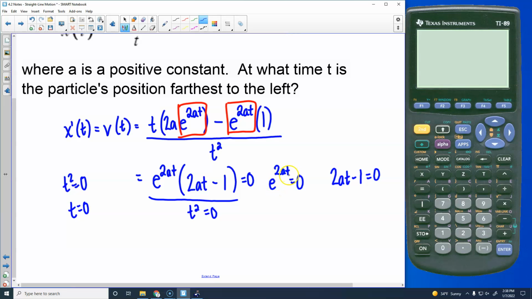E to the 2at. If I try to solve that for t, I natural log both sides, and you cannot take the natural log of 0. So e to any power is always positive. Even if it has negative exponents, it's still going to be positive. So you don't get any values from here. If you solve this for t, you would move the 1 over, so you get 2at equals 1, and you divide by 2a.